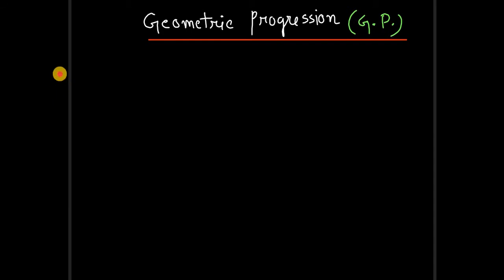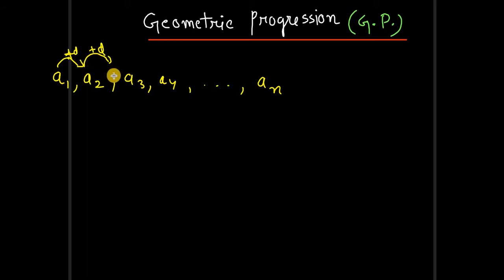So let's take a sequence. Let's say a1, a2, a3, a4 and so on until an. Let's say this is a sequence, and as we know, we can say this sequence is in AP if we add some constant value, let's say d, to a1 and we get a2. Again we add the same constant value d to a2 and we get a3. So this is an AP.